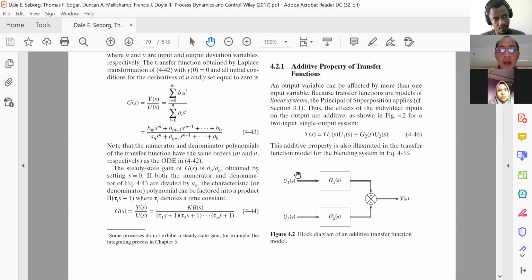The output Ys will be equal to G1 times U1 plus G2 times U2. Or if you have a negative sign in the summation here, then Ys will be equal to G1 times U1 minus G2 times U2. If you have a minus sign in the summation here, this is the additive property of the transfer function.